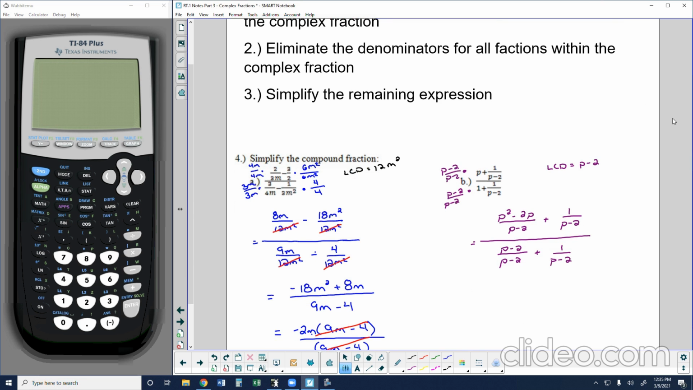Now again, we may notice that we have common denominators for each one of these. So if that is the case, as I showed you algebraically the proof of how it works, we can eliminate all of the p minus 2's in this case. And so that leaves us with p squared minus 2p plus 1 over p minus 2 plus 1, which would be p minus 1.